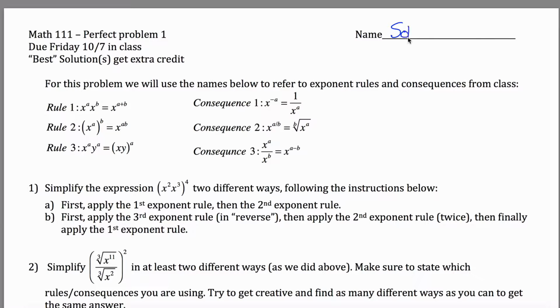All right, here are solutions to the first problem for Math 111. What I tell you is we have these exponent rules that we talked about in class, and I'm going to call them Rule 1, 2, and 3, although I don't think that's anything standard. I think that's just so we can refer to them.